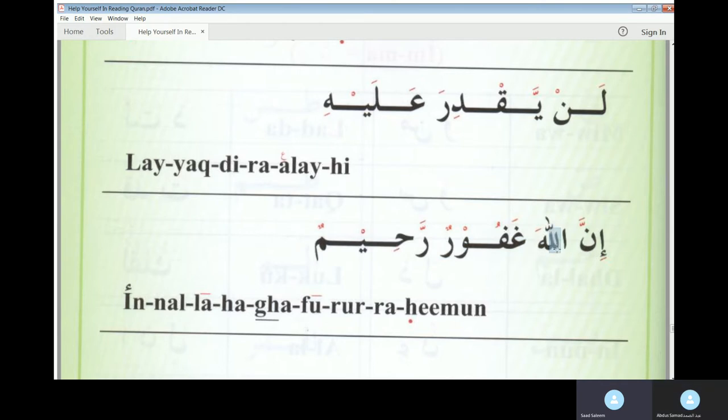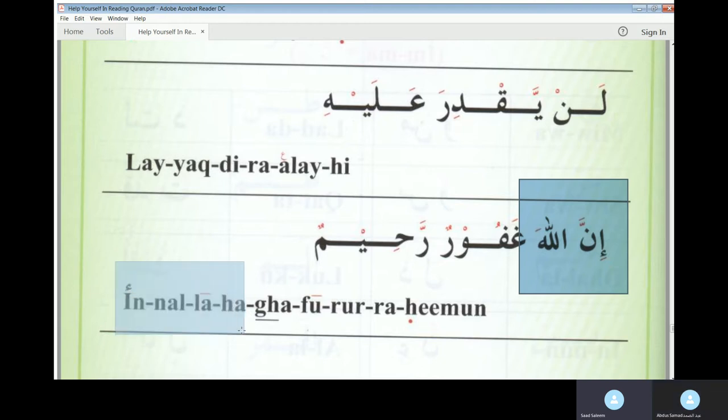Here we have three lams. This one is first lam, and shadda on lam means that first lam has sukoon and second lam has fatha. First lam is silent, it does not have any vowel. Second lam has sukoon. That lam will be joined with this fatha. Innal. And the second lam has erect fatha. Oh, sorry, the third lam has erect fatha. So, innal laha. Read this. Innal laha. Good.